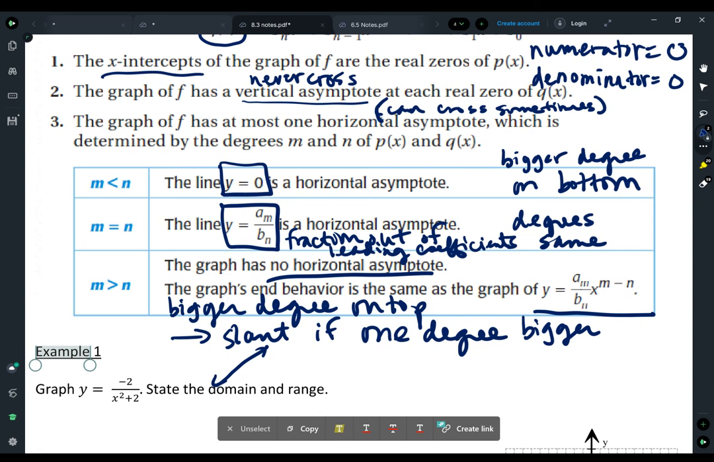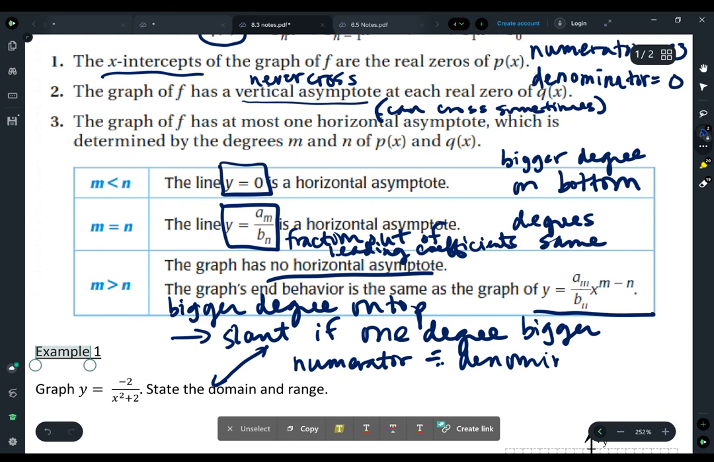And you get that by doing your numerator divided by your denominator, and then just using the linear part of that. And we will definitely look at one of those examples. So if it's bigger on top, there's no horizontal, but there can be a slant if it's 1 degree bigger, and we know some stuff about the end behavior that will become a bigger deal later on in math.